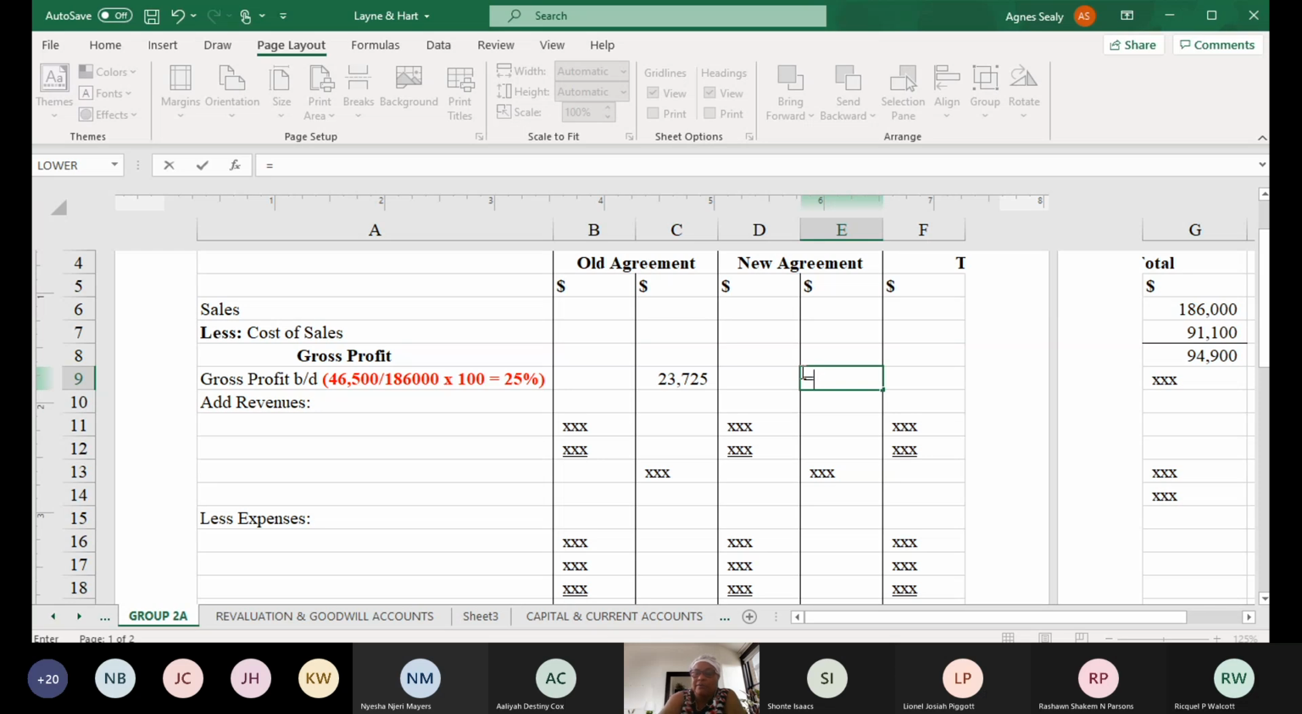So what you should have done was to subtract the 23,725 from the 94,900. You can do 94,900 minus 23,725, and it gives you the gross profit under the new, which is 71,175. Mama got that out too. I told you so just now. Yeah, but then you told me that you were just subtracting something. Yeah, because I didn't know what to do.